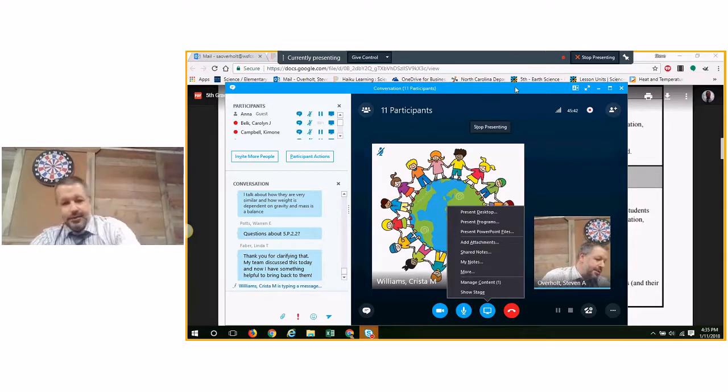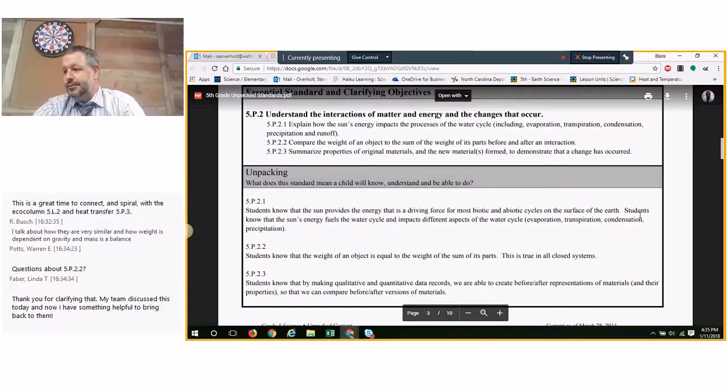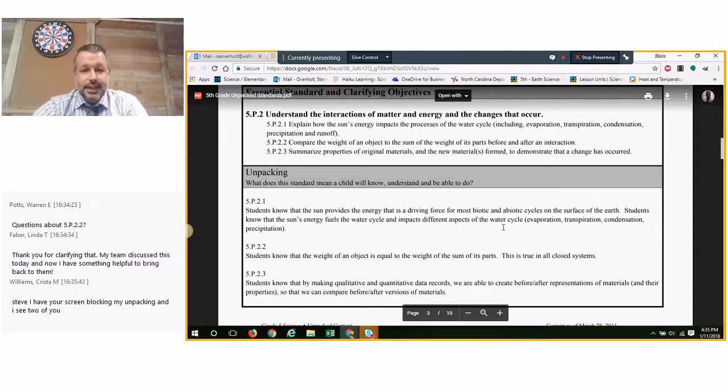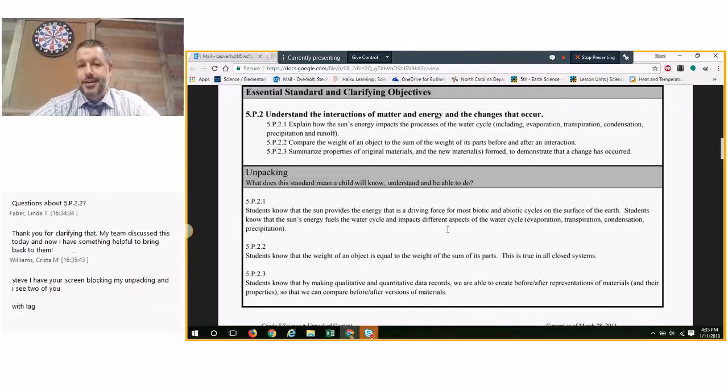Let me know where Miss Williams is. You've got 2D for my screen. You were seeing your screen and my screen because I was presenting it.